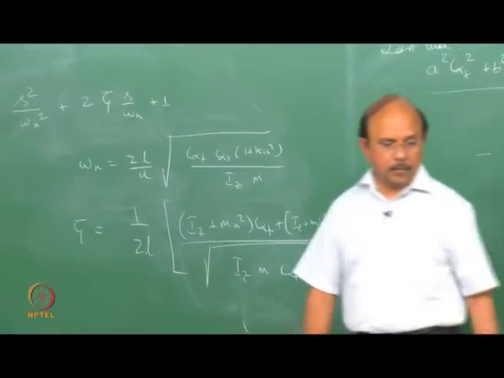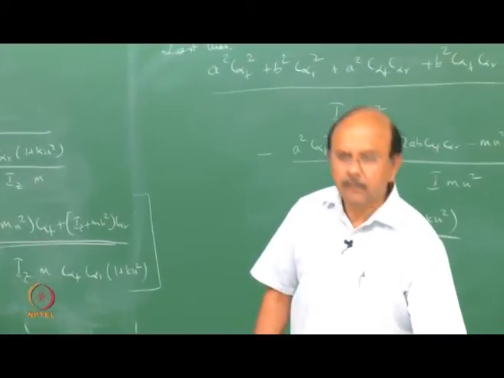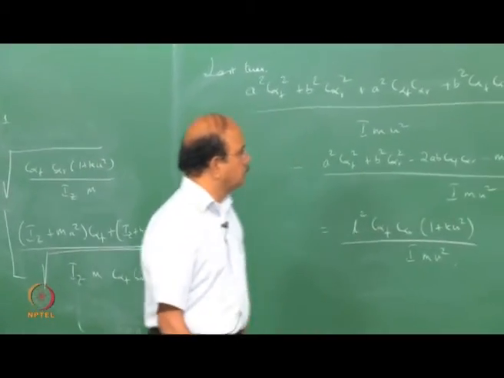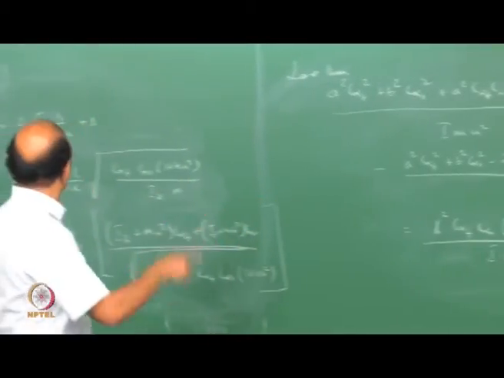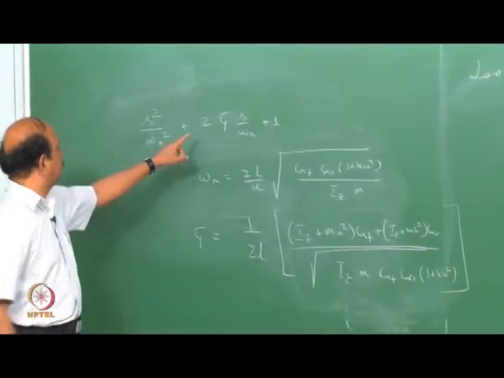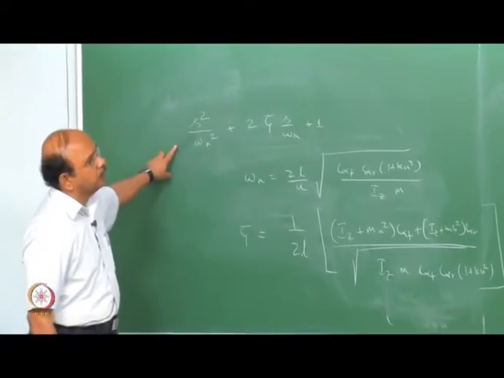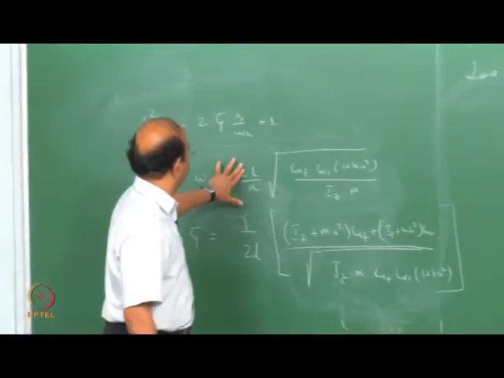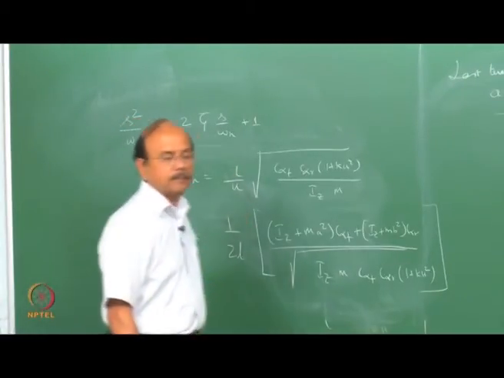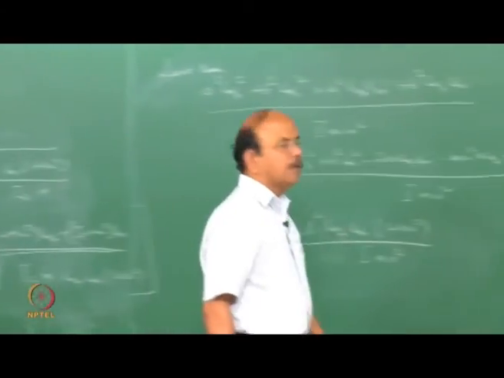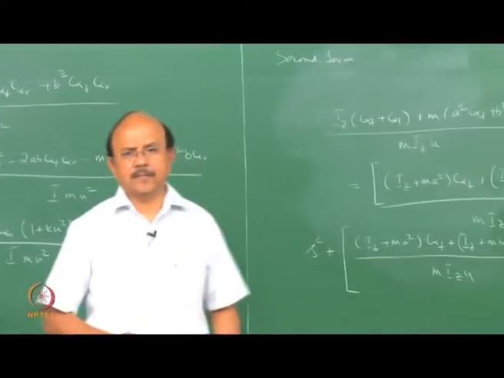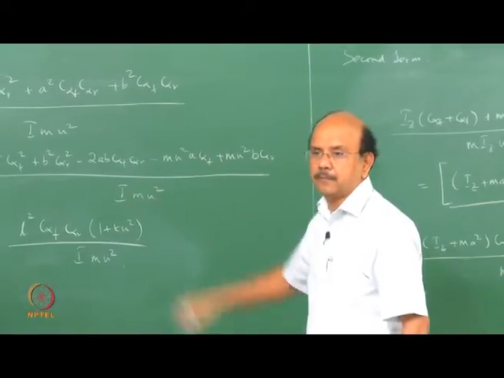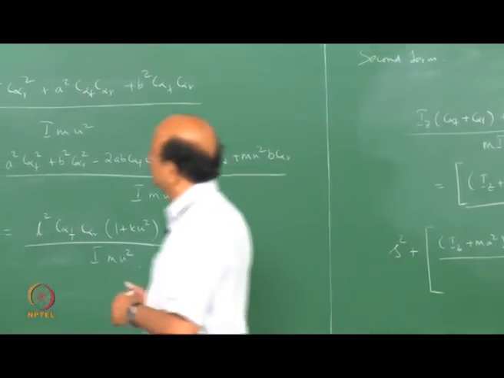Omega n will be 1 by, s squared, see 2 zeta, note that it is 2 zeta omega n, so 1 by omega n squared, L squared, so L by, okay. Now why did we do this? Quite simple, just check whether it's okay.